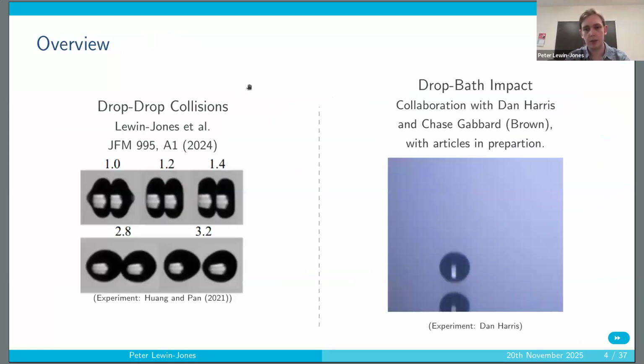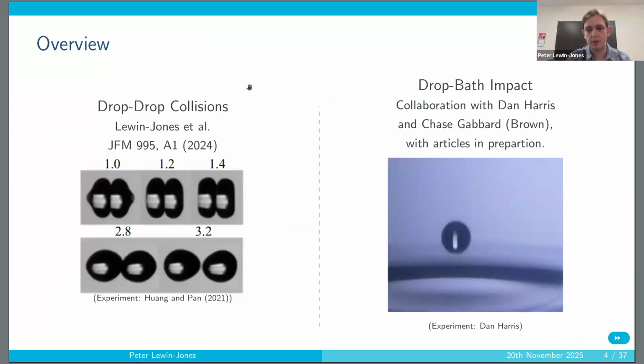But I also then want to talk about a problem that I've looked at more recently, which is of a drop hitting a bath of liquid. So now we've got a drop that's falling, it pushes down on the bath, but again, a very thin layer of the surrounding gas is trapped, and that's enough in this case to allow the drop to bounce.